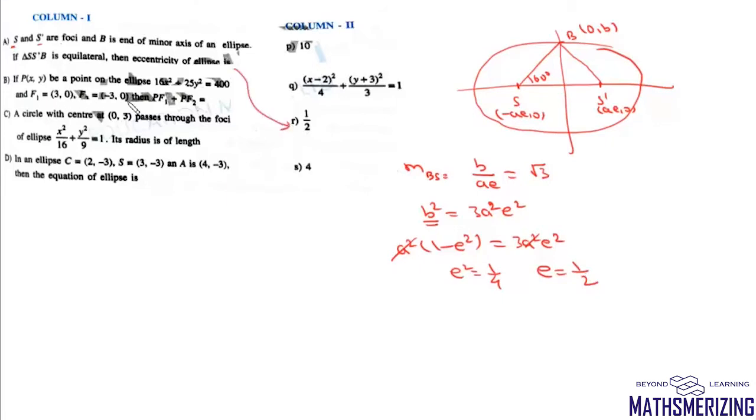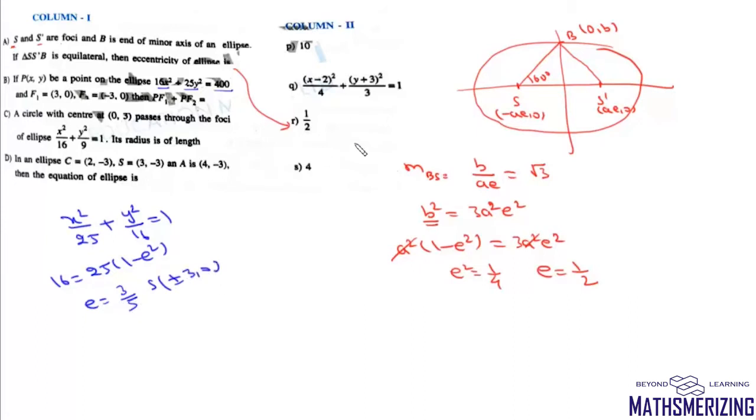Now question B says, let P be a point on this ellipse, which is 16x square plus 25y square equals 400. So we'll get x square upon 25 plus y square upon 16 equals 1. Now for this ellipse, if we find its eccentricity, it will be 16 equals 25 into 1 minus E square, so the value of E will be 3 by 5. So we'll write its focus. It is plus minus AE comma 0, so it is plus minus 3 comma 0.